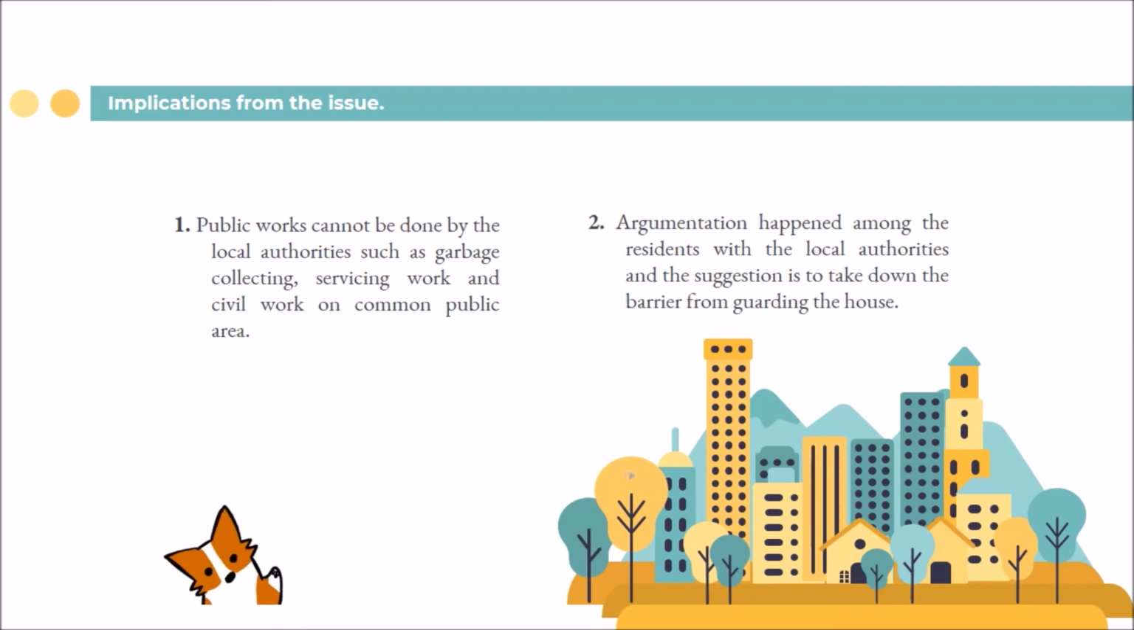So the implications could be: the first one is that public work cannot be done by the local authorities, such as garbage collecting, servicing work, and civil work on common public areas. Number two is arguments happening between the residents and the local authorities, and the suggestion is to take down the barrier from the guarding house. It just makes the issue become worse.